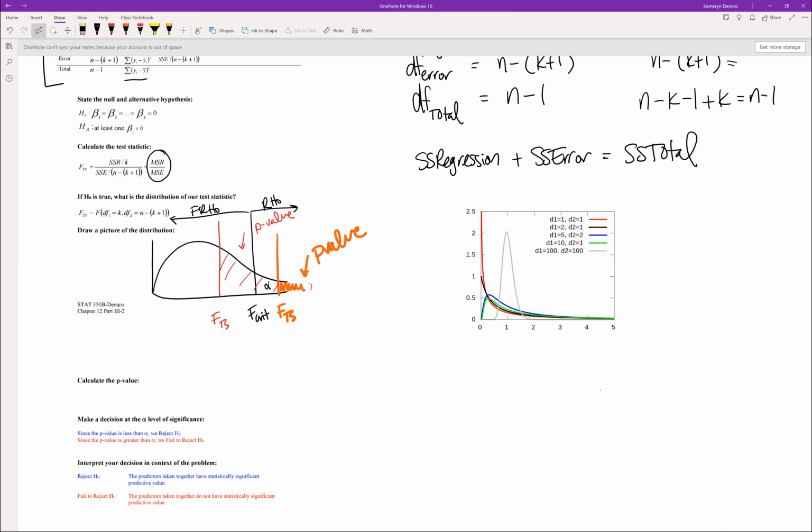All right, if we want to calculate the p-value, you can do this using an F table if you would like, but you could also do this using R. I'm going to have a future video on how to do it in R, but I'll also show you here.